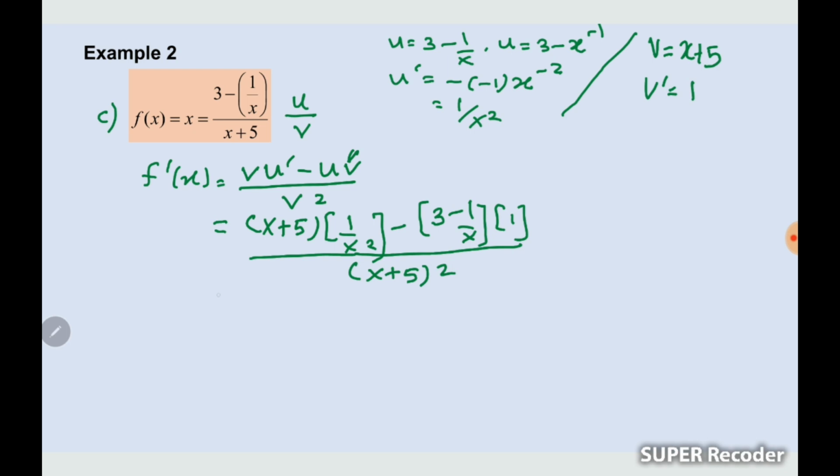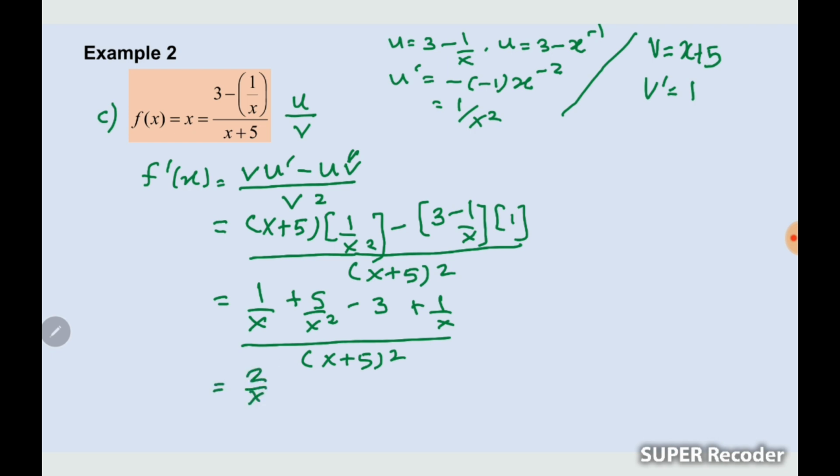Then you simplify to get x multiplied with 1 over x squared. The answer is 1 over x plus 5 over x squared, minus 3 plus 1 over x, over x plus 5 squared. Simplify, you will get 1 over x plus 1 over x, you will get 2 over x, plus 5 over x squared, minus 3 over x plus 5 squared.